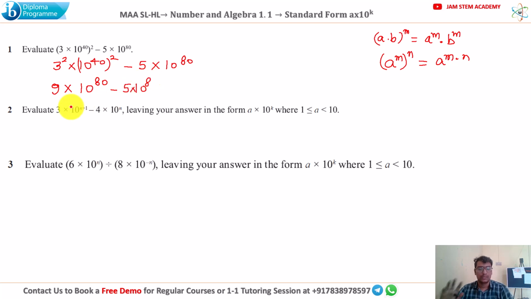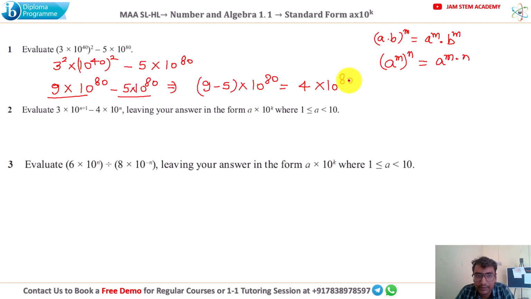Now we need to simplify it further. So we can take out this 10 raised to the power 80 common from both of these terms. So we have one term here, second term here. Take this out. So we get 9 minus 5 times 10 raised to the power 80. So 9 minus 5 is what? 4. So our answer is 4 times 10 raised to the power 80, which is our final answer.